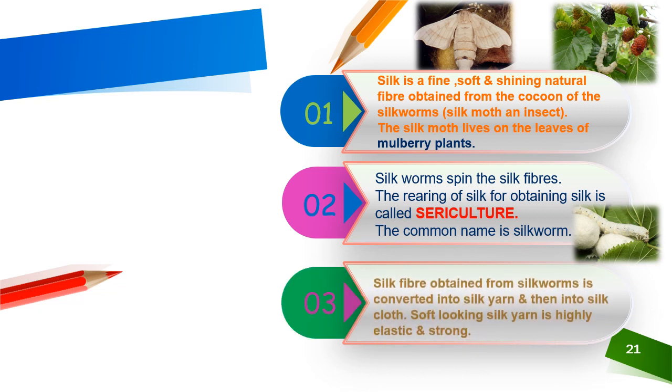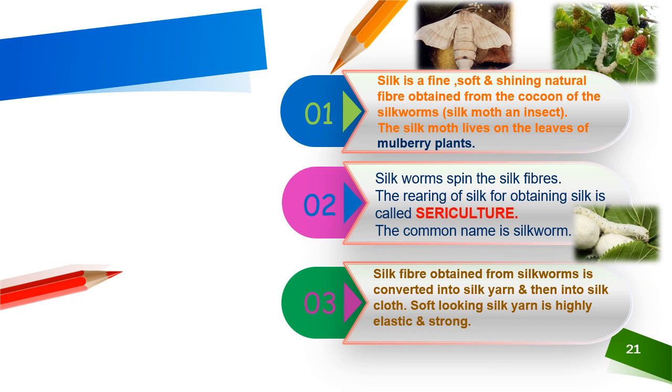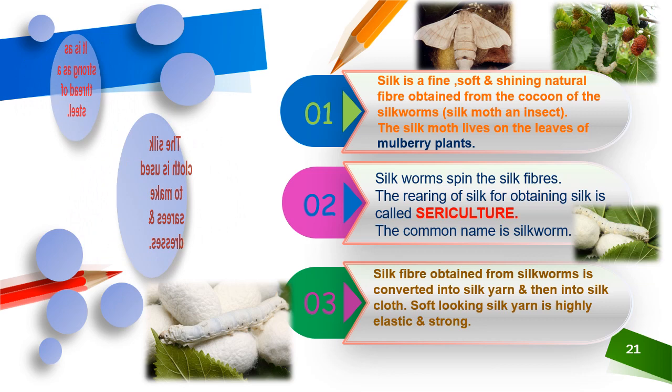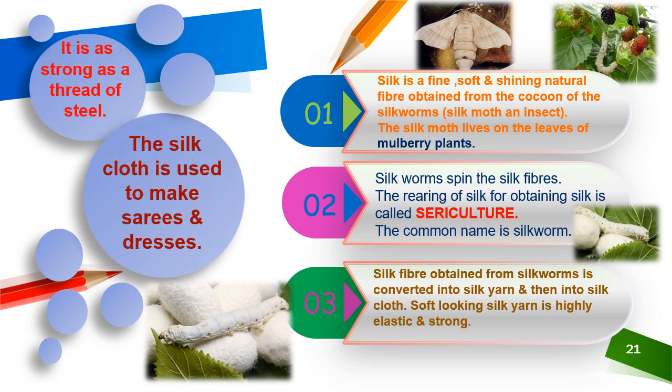Silk fiber obtained from silkworms is converted into silk yarn and then into silk cloth. The silk cloth is used to make saris and dresses. Soft looking silk yarn is highly elastic and very strong. It is as strong as a thread of steel.